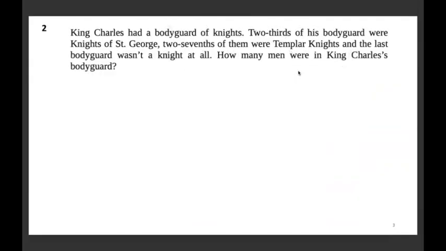In this question, we're given some conditions. King Charles had a bodyguard of knights. 2/3 of his bodyguards were knights of St. George, 2/7 of them were Templar knights, and the last one wasn't a knight at all. How many men were in King Charles' bodyguard? Okay. Here, if we assume the men were X, the equation that comes to us is 2/3 of X was St. George, 2/7 of X the Templar Knights, and then one wasn't a knight at all, but he was a man. So that is equal to the total men that are there.